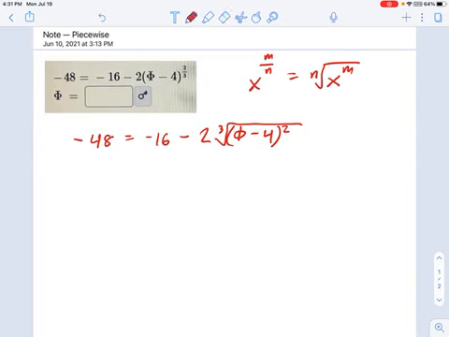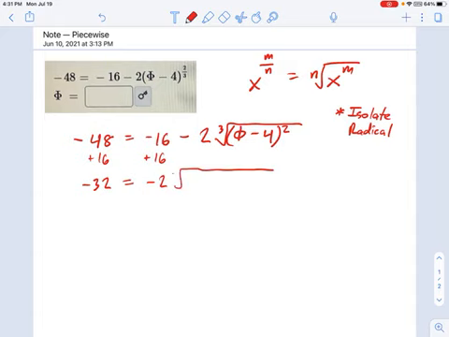And now, for me anyway, this is easier to deal with. First, I want to isolate the radical. Remember, that's always one of our very important steps. Once it's isolated, we can get rid of it much easier. So I'm going to add 16 to both sides. And that gives me negative 32 equals negative 2 times this radical, which is the cubed root of phi minus 4 squared. And to keep on isolating the radical, I have to divide each side by negative 2.